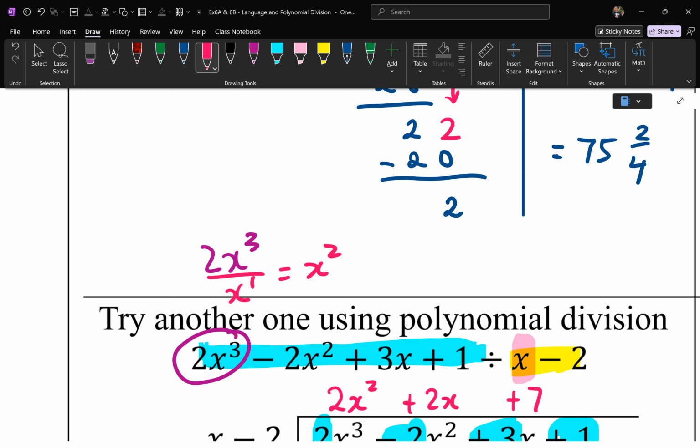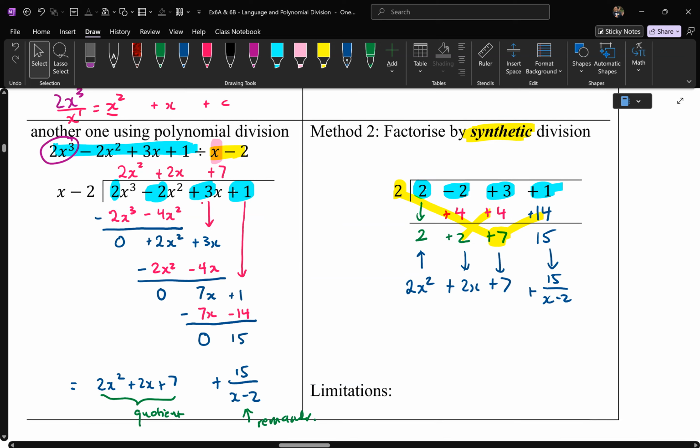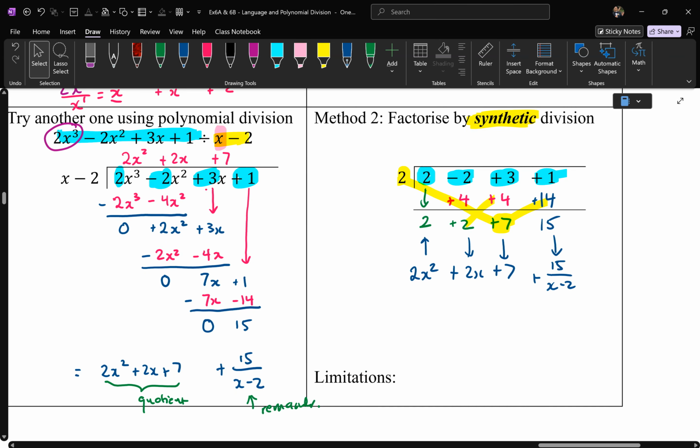And then using the polynomial pattern, we know that it's x squared, then it becomes plus x, and then plus a constant. That's one of the limitations of this technique, is that you had to realize it was cubic divided by a linear. So then that's why you end up with a quadratic.